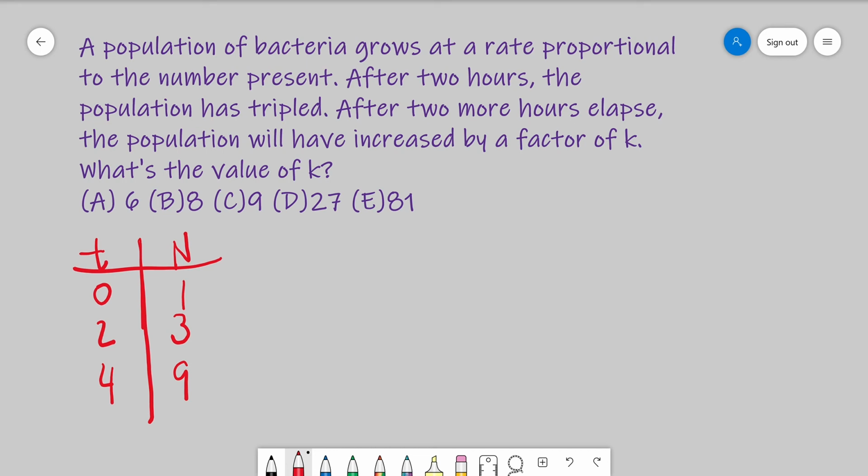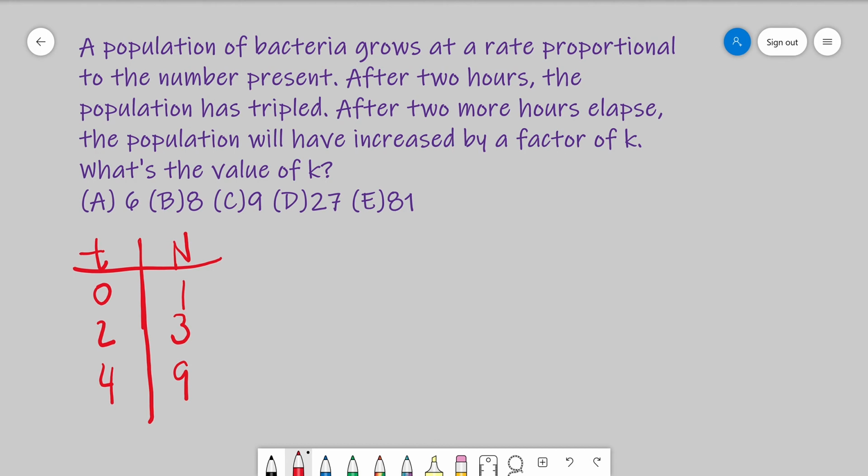Now, it's not clear from the wording of the problem if they mean that it increased by a factor of k relative to the population at t equals 2 or relative to the initial population. But if they meant relative to the population at t equals 2, then the answer would be 3, and that's not one of the choices.